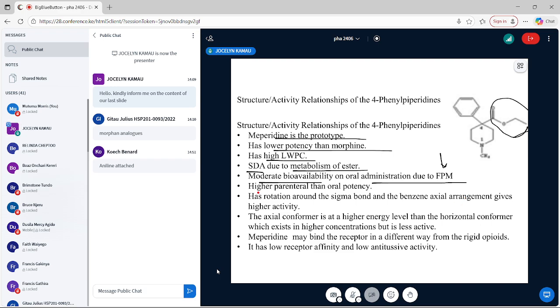And therefore, it will have higher parenteral than oral potency. And one of the most important things, as I had mentioned, is that it has rotation around the sigma bond and the benzene axial arrangement.